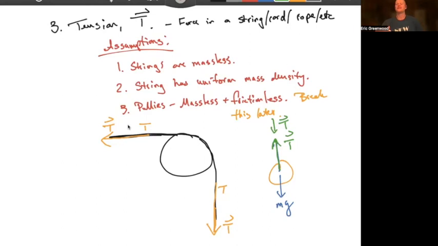A tension, again, is anything that is going to be in a string, rope, cord, etc. And again, we're going to say that they are massless. The strings themselves have uniform mass density, which basically means that, again, the direction of the tension will always be along the direction of the string. And when it comes to pulleys, the pulleys will be massless and frictionless. But again, we will break this later. That just means that if I had something like this with a pulley, the tensions on the two sides are exactly equal to each other.